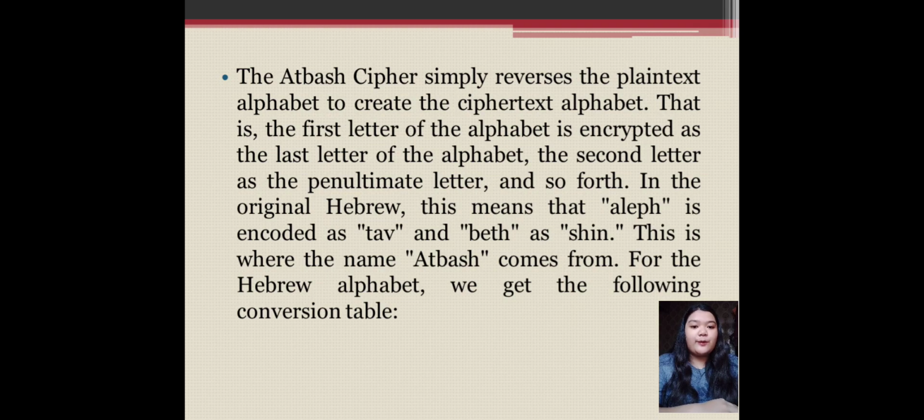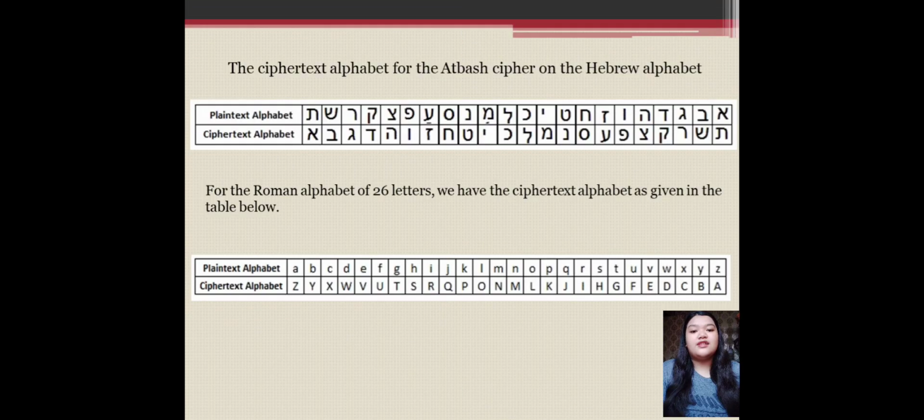For the Hebrew alphabet, we have the following conversion table. The ciphertext alphabet for the Atbash cipher on the Hebrew alphabet is the first table, as you can see in the picture. For the Roman alphabet of 26 letters, we have the cipher alphabet as given in the table below.